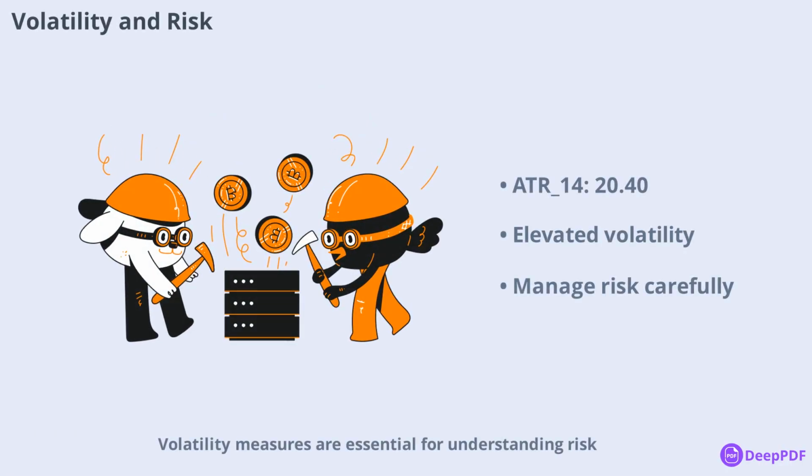Volatility measures are essential for understanding risk. SNDK's ATR 14 is at 20.4, and the NATR 14 is 7.41, indicating elevated volatility. The true range and volatility breakout values also point to a market with wide price swings. While volatility can create opportunities for traders, it also increases the risk of sharp reversals. It's important to manage position sizes and set stop losses accordingly in such an environment.